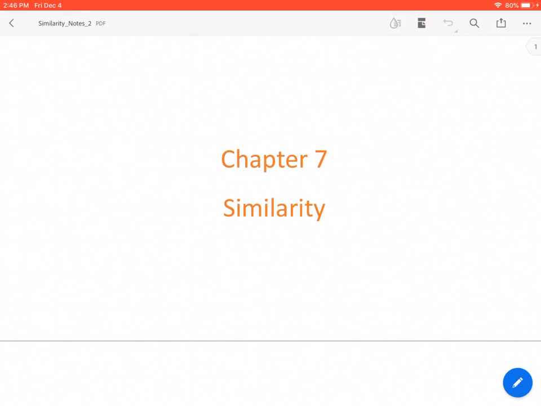All right, these are the notes for our similarity unit. This is the next unit we're going to cover. It goes pretty quick. Pretty much everything in this unit is a proportion, so it should not be that difficult. Shouldn't take us that long to go through it. So again, here are the notes that you can watch as many times as you need.